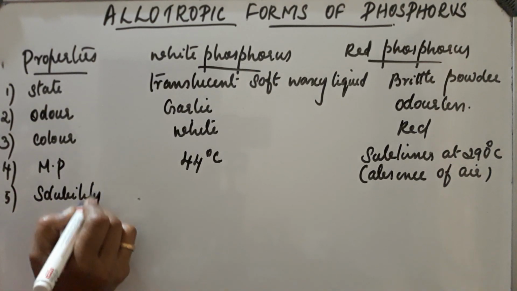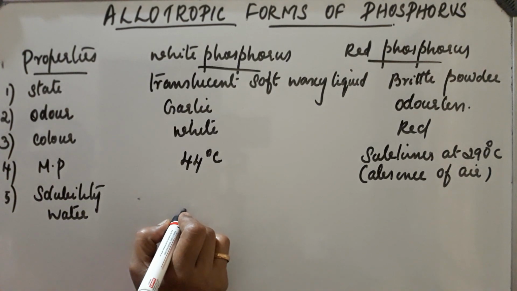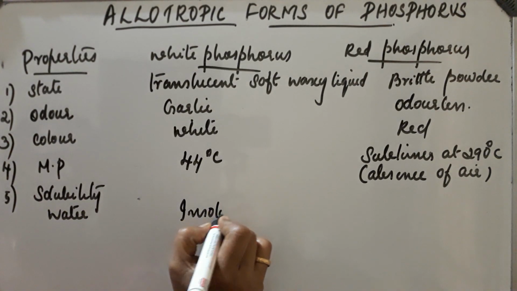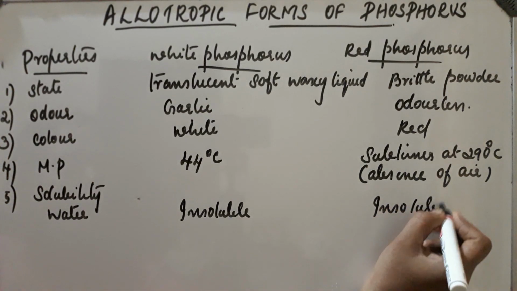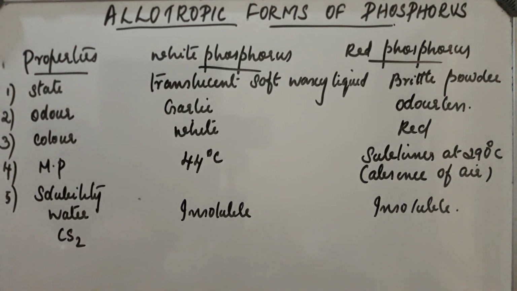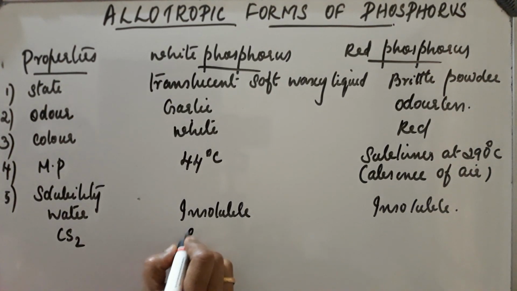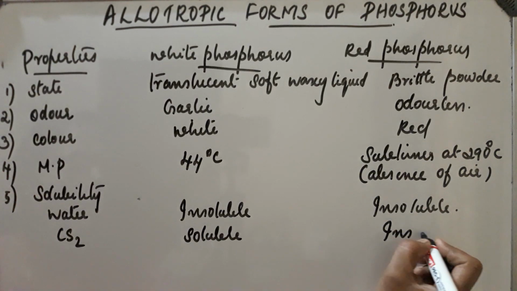Next point, their solubility. Solubility in water: both white phosphorus and red phosphorus are insoluble. In carbon disulfide, white phosphorus is soluble and red phosphorus is insoluble.